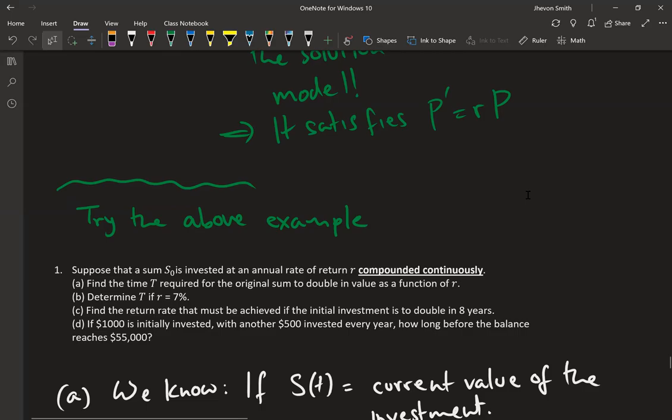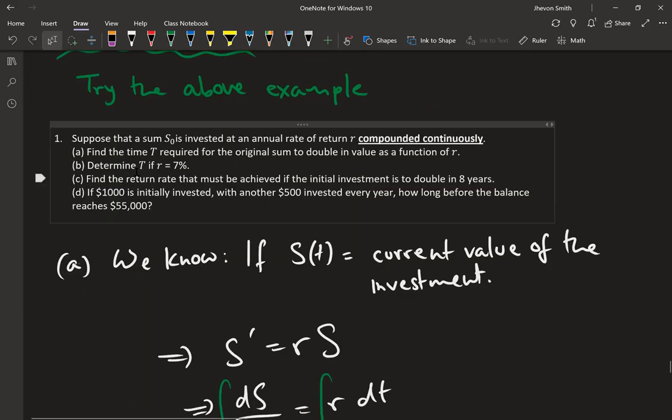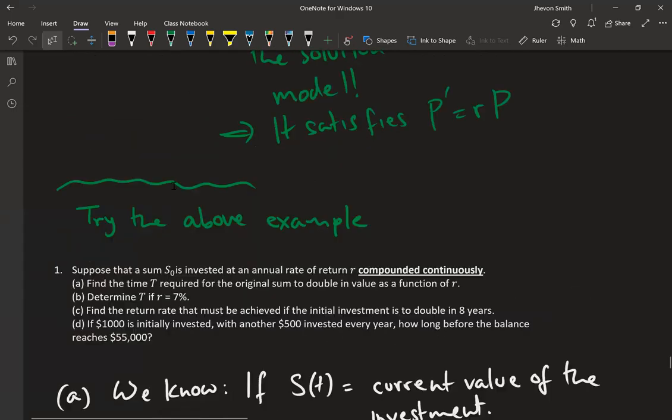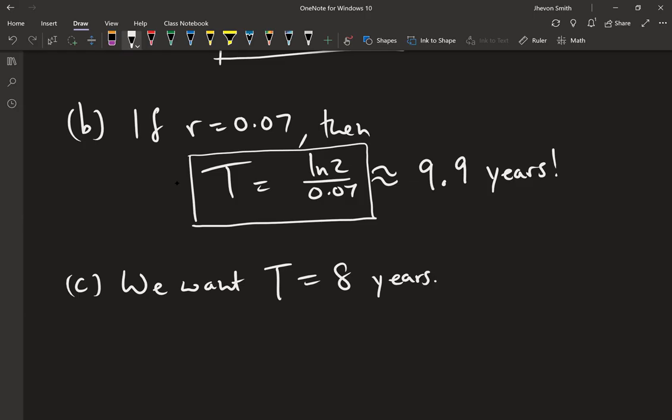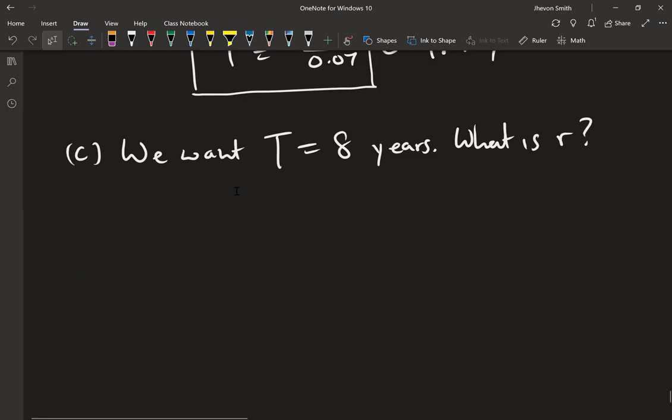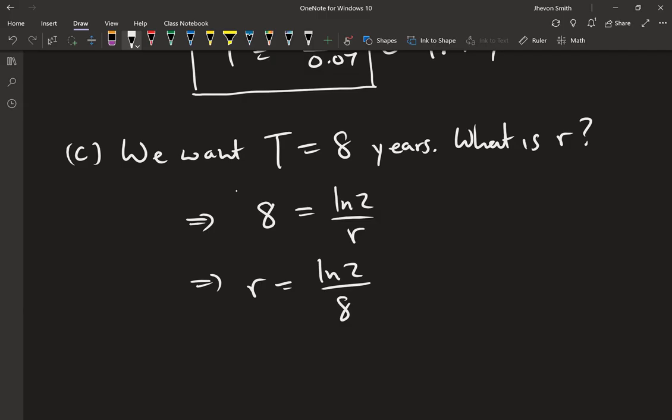Let's see, C, find the rate of return that must be achieved for the initial investment to double in 8 years. So here for C, we want T to be 8 years. And this is asking, what is r? If you want to find an investment that will double your money in 8 years, what must the interest rate be? What interest rate should you achieve? Then this means that 8 should be equal to ln 2 over r, and you can solve for r. It's going to be ln 2 over 8. That's that.